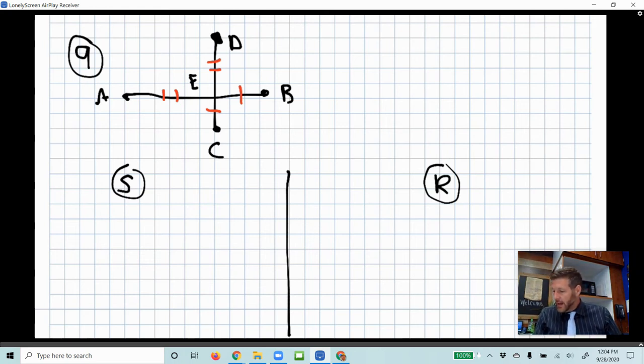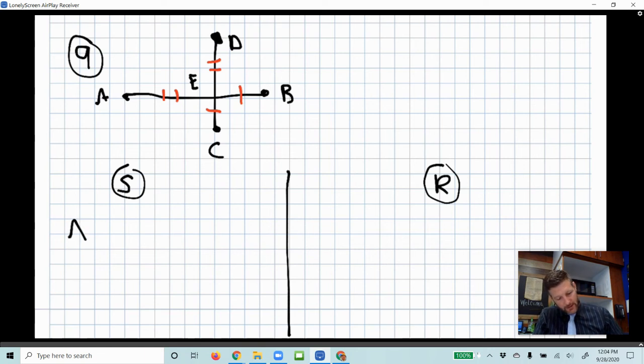It says given, and it says that BE is congruent to CE, DE is congruent to AE. All right, so in other words, these red marks have been given that AE is the same as DE, and then the shorter pieces B to E and C to E are the same. That's what those red hash marks mean. Okay, so then that's where I'm going to start.